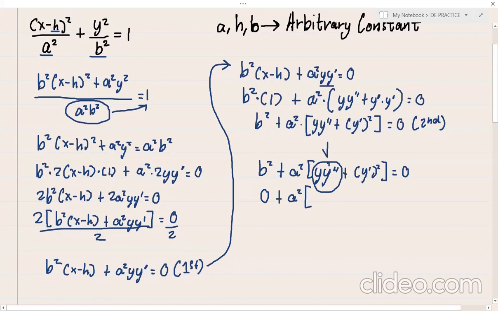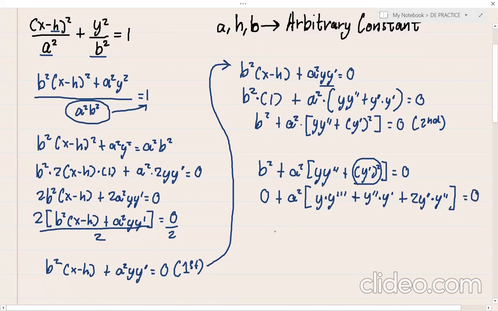Okay, what you're going to do is you're going to apply product rule. Ito sa term na to, y times y second prime. Okay, so we will have this one, y times y third prime plus y second prime times y prime. Okay. Then next, ito naman, we're going to use chain rule dito sa term na to. So we will have plus 2 times y prime times y second prime.